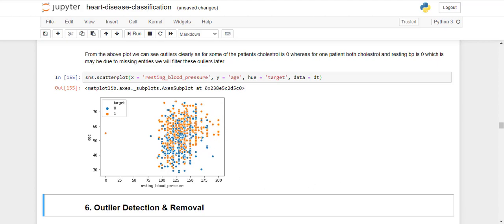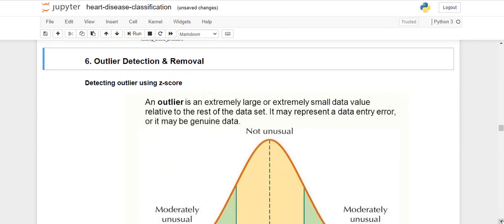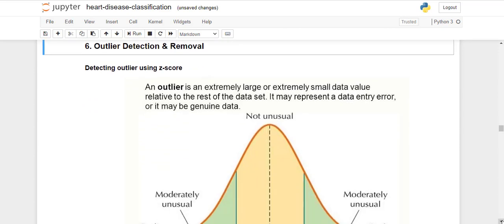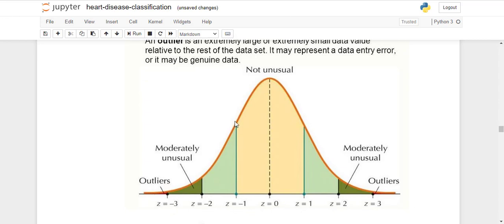So, as we have seen, some of the outliers are there. So, we will be using a Z score for detecting and removing the outliers. And what are the outliers? Basically, we know that in a normal Gaussian distribution, up to one standard deviation, there is around 68% of the data, and up to two standard deviations from the mean, we have 95% of the data, and up to three standard deviations, we have 98%.